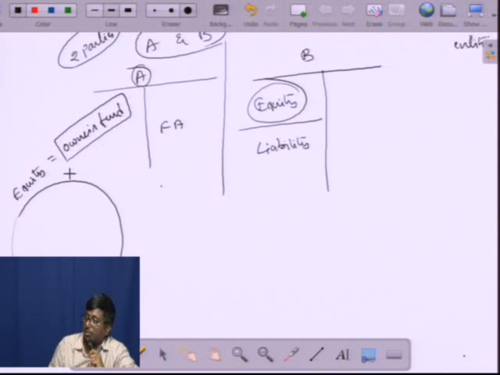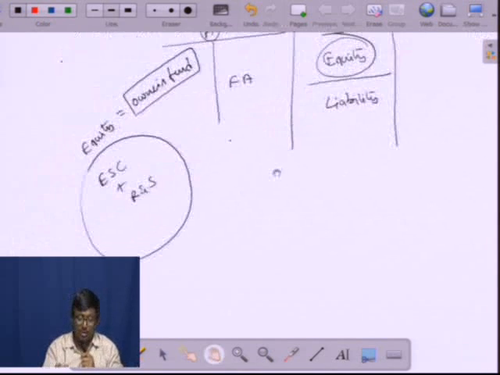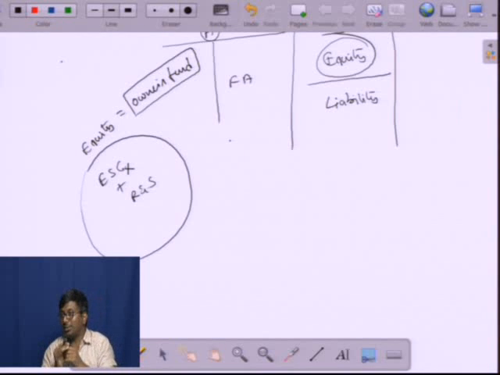We'll discuss the definition also. Equity is owner's fund. Owner's fund includes equity share capital plus reserves and surplus also. So equity share capital is a subset of this big superset. Equity is a superset; equity share capital is a subset. Remember, whether I am using equity or equity share capital, you should be clear on that. Otherwise confusion starts.